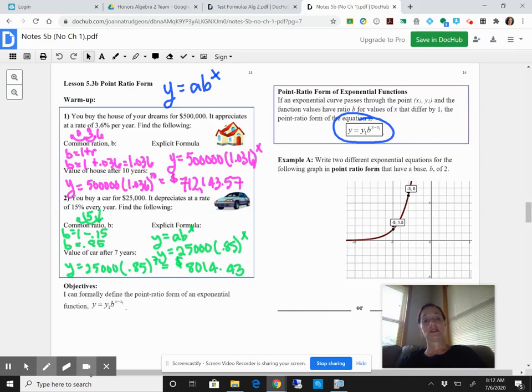An explicit formula goes with the form y equals ab to the x. And so I put the starting value of 500,000 in there. b is 1.036 to the x. And then I can figure out what the value is after 10 years by putting 10 in for x. And I get, after 10 years, my house would be worth $712,143.57.